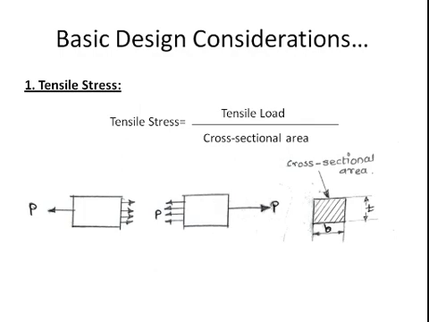Then the stress developed in that rectangular bar will be a tensile stress, and this stress will act on its cross-sectional area. As the cross-section of the bar is rectangular, the cross-sectional area will be its resisting area, and the area will be B into T, that means breadth into thickness or breadth into height. If the same tensile force is acting on a cylindrical bar, the area under stress will be pi by 4 d square, where d is the diameter of that cylinder.